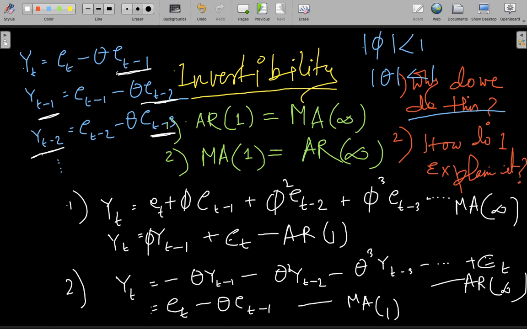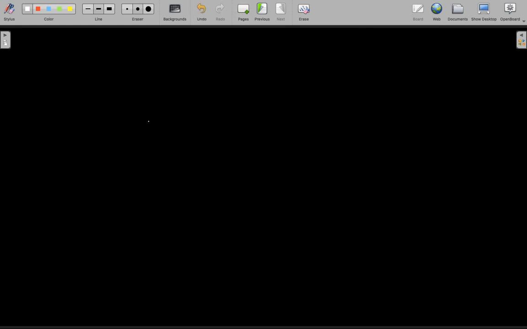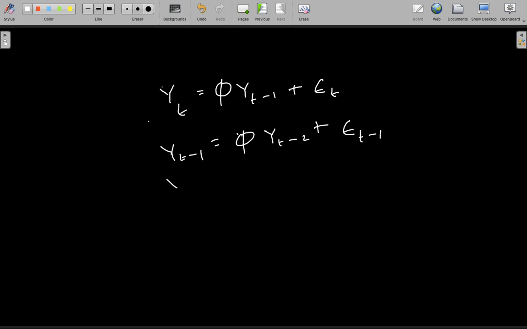On the same vein, if I think the other way around, when I use an AR series, and that we have already done previously, I'll just briefly show you that. You are already familiar with yt equal to phi yt minus 1 plus epsilon t, and you can write yt minus 1 is equal to phi yt minus 2 plus epsilon t minus 1. Or let me write another, yt minus 2 equal to phi yt minus 3 plus epsilon t minus 2.